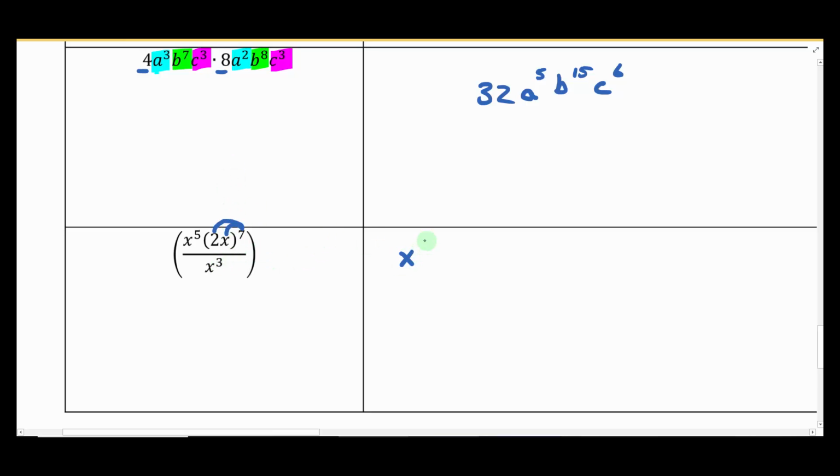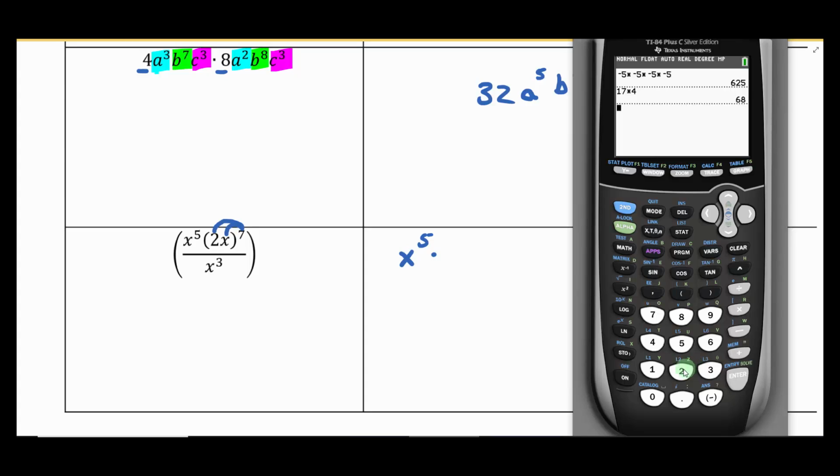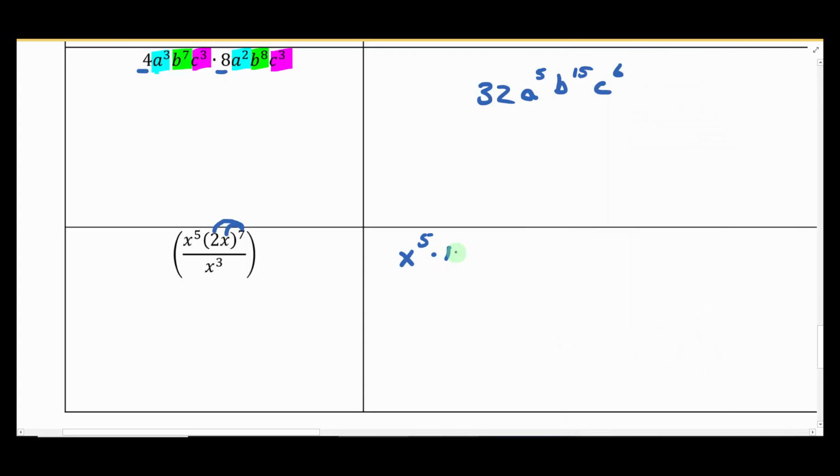So we got x to the 5th, and this is in the top, times 2 to the 7th. Let me grab my calculator to do that, right? So 2 to the 7th power is 128. And then x to the 7th. Right, that's all being multiplied there, all over x to the 3rd.